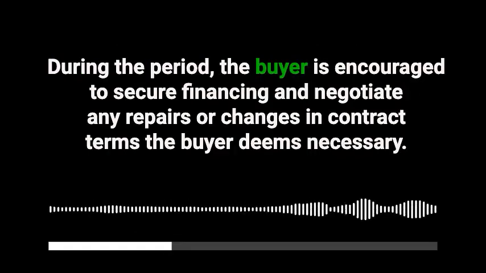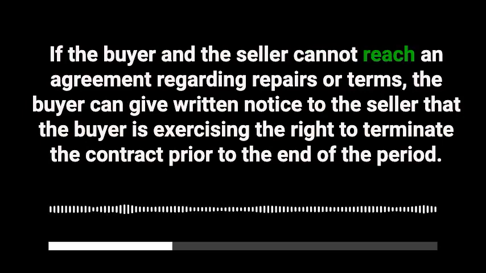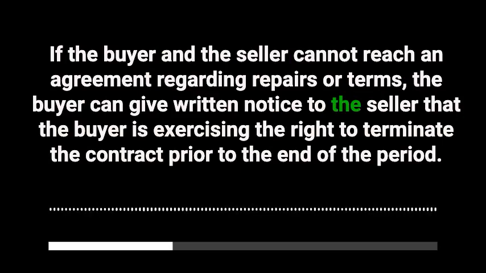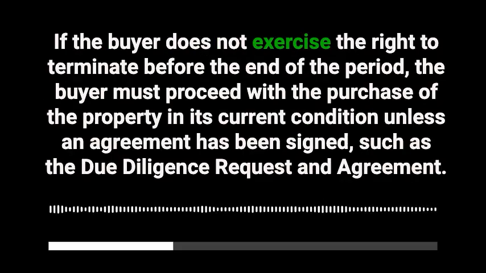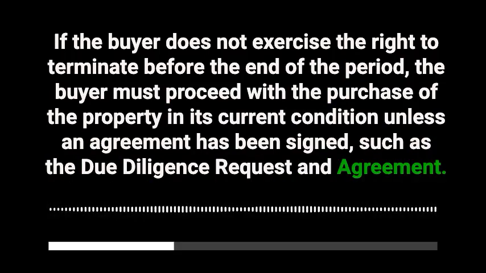During the period, the buyer is encouraged to secure financing and negotiate any repairs or changes in contract terms the buyer deems necessary. If the buyer and the seller cannot reach an agreement regarding repairs or terms, the buyer can give written notice to the seller that the buyer is exercising the right to terminate the contract prior to the end of the period. If the buyer does not exercise the right to terminate before the end of the period, the buyer must proceed with the purchase of the property in its current condition unless an agreement has been signed, such as the due diligence request and agreement.